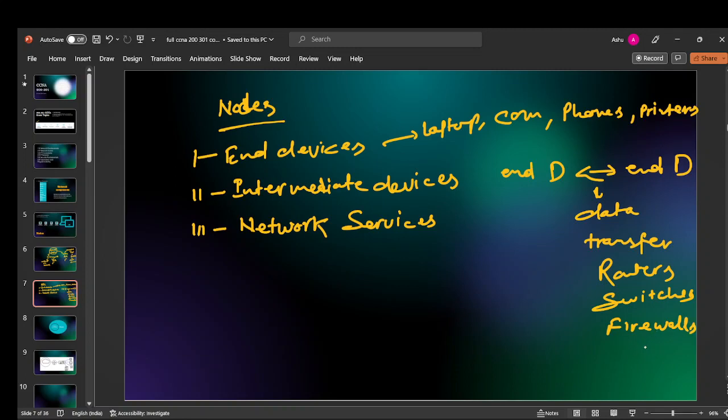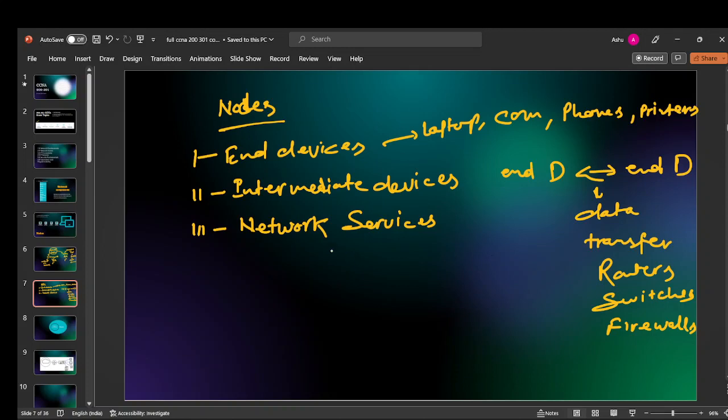So we can say that these devices are intermediate devices, because these devices transfer the data between end devices. Now, the third one is network services. What are network services? These devices provide specific network services or functions.